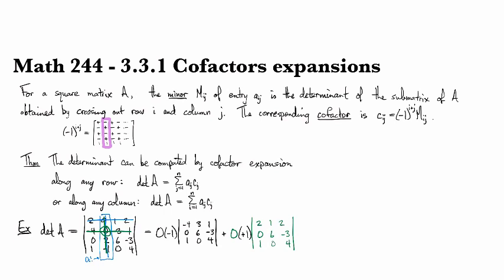And then going to the next one, we cross out the third row, second column, and so our entry here was a 2. So we have 2 times -1 for this position that we're in, times the minor that we get, which is 2, 1, 2; -4, 3, 1; 1, 0, 4.